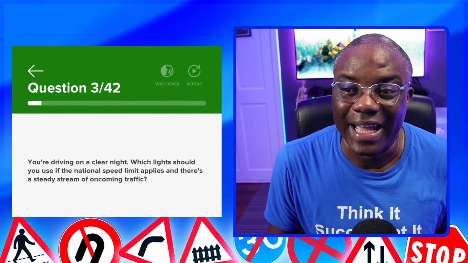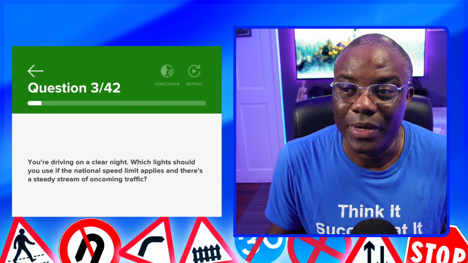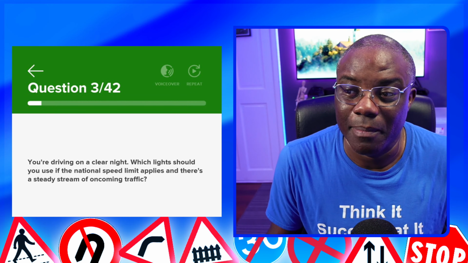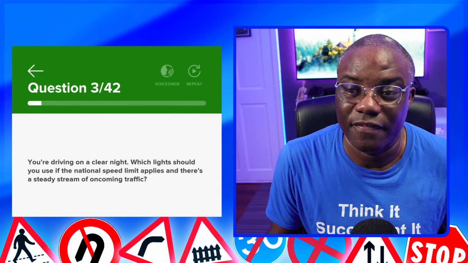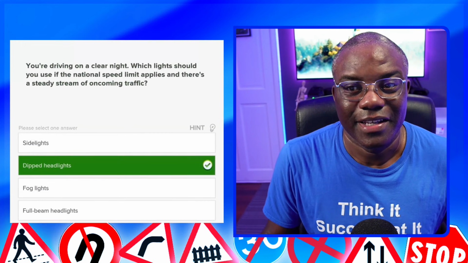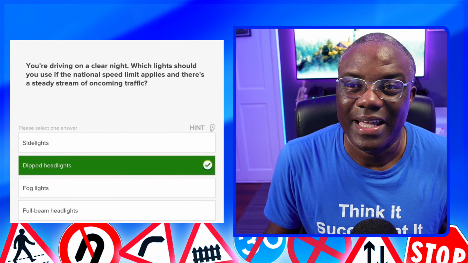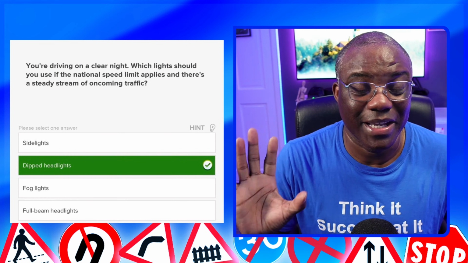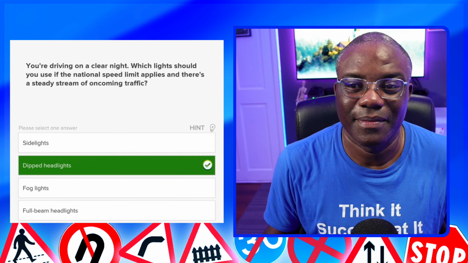You're driving on a clear night, so it's clear. Which light should you use if a national speed limit applies and there's a steady stream of traffic? So simple, basic, let's get it right. It's going to be dipped headlights. Okay, simple, basic, straightforward, dipped headlights.